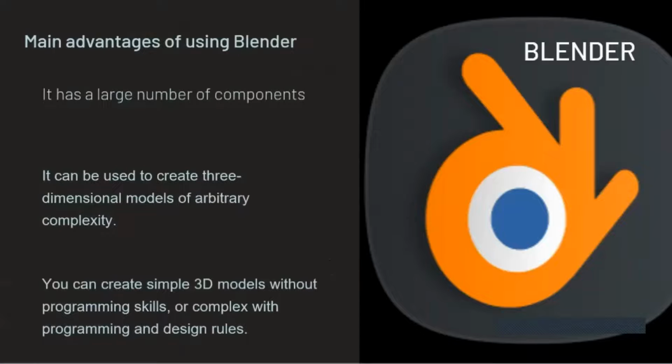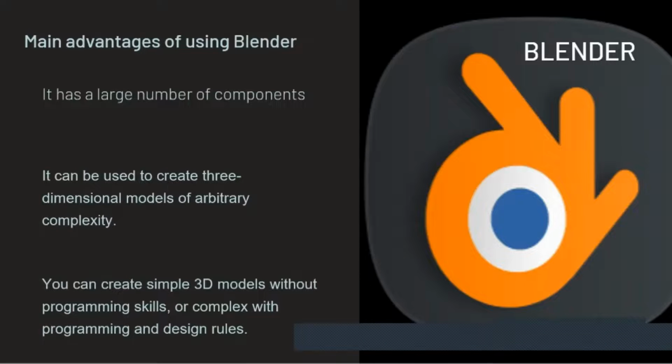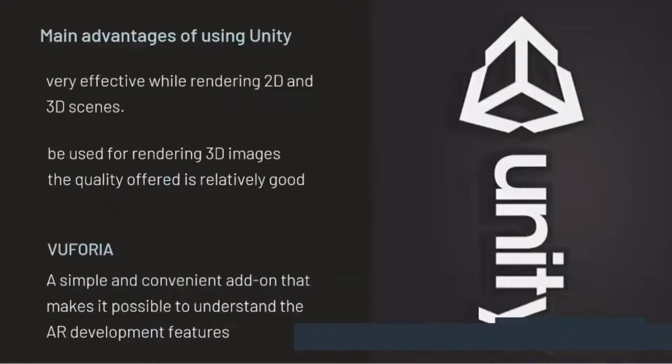The main advantage of using Blender is that it has a large number of components. It can be used to create three-dimensional models of arbitrary complexity. You can create simple 3D models without programming skills, or complex ones with programming and design rules. Unity is very effective while rendering 2D and 3D scenes. In this era of visual threads, Unity can very well be used for rendering 3D images also. The quality of it is also relatively good compared to other apps. Unity is excellent for cross-platform development and multi-platform games.